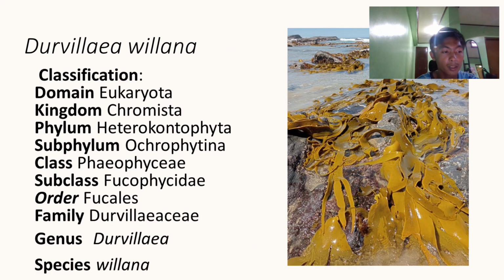Next is the Durvillaea willana. It is similar to the Durvillaea antarctica, but ang iyahang blade kay mas lapad. Ang uban ginatawag gihapon siya nga bullwhip kelp, since parehas ra siya nga murag katong ginagamit sa rodeo nga pangbunal sa mga livestock for control, but dili na sila ginagamit for control. Gihimo lang siya nga illustration.